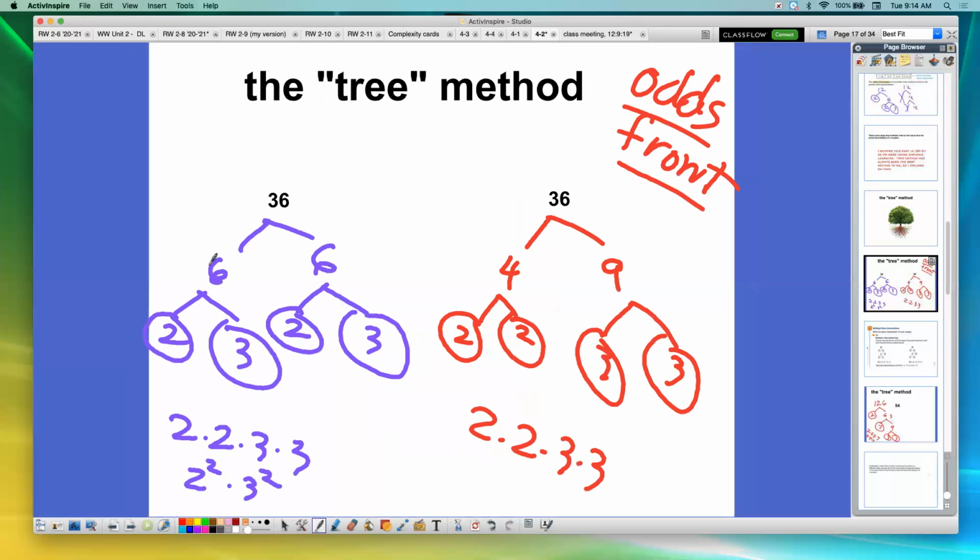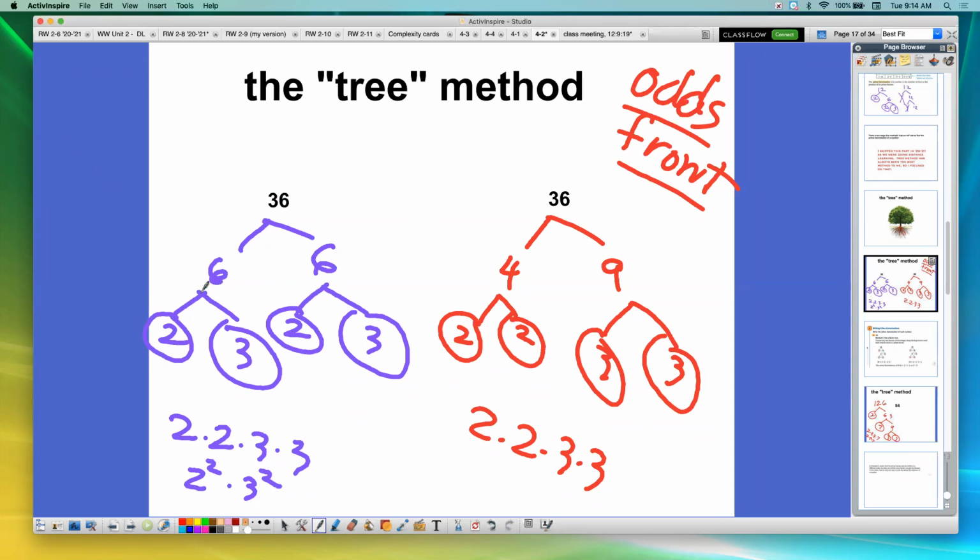I want you to write the number 36 in your notes. This is exactly how it works. You're going to write 36 and draw 2 lines. It's always going to be 2 lines like this, sort of like a caret or an upside down caret, because it's going to be the 2 factors. 6 times 6 is 36.